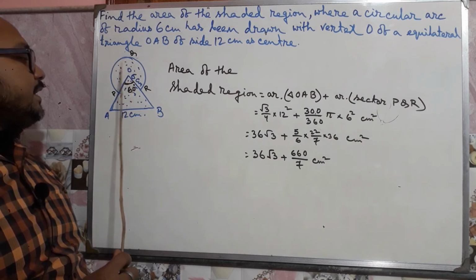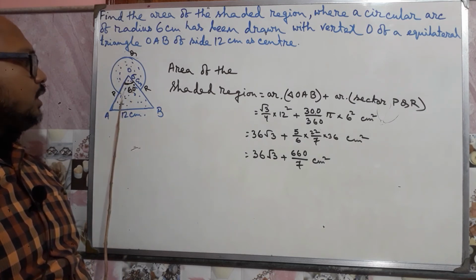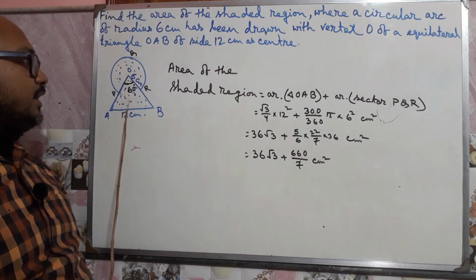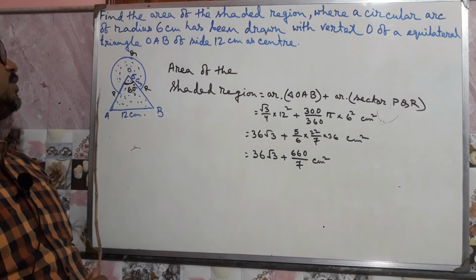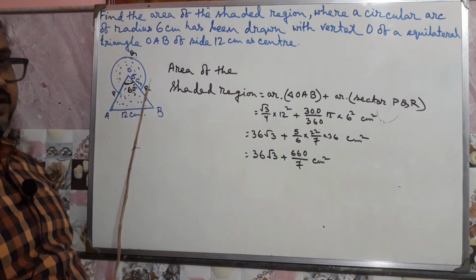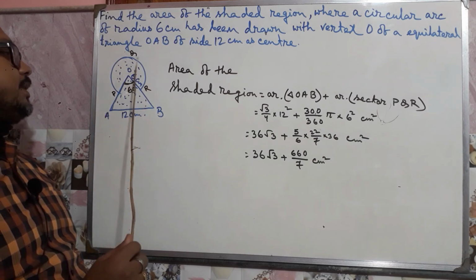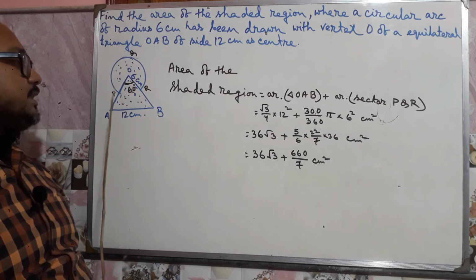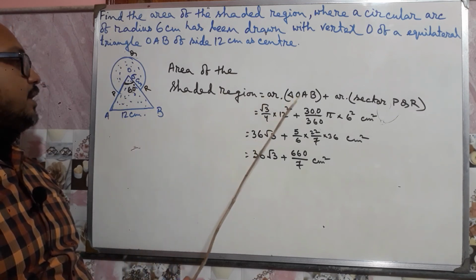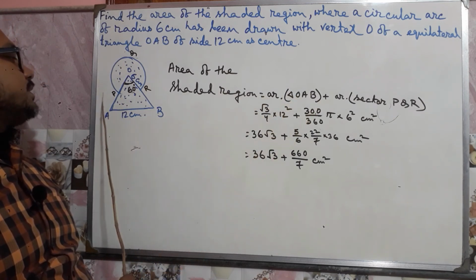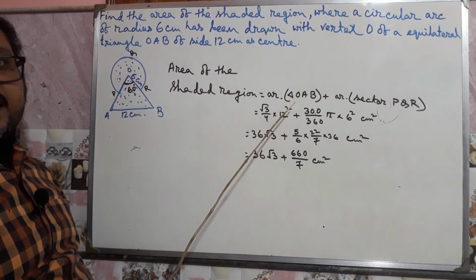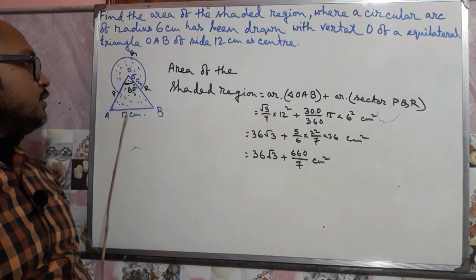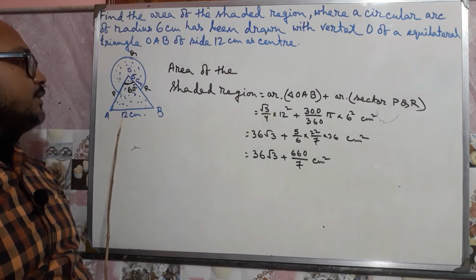So what will be the area of this shaded portion? That is area of this triangle plus area of this sector. Okay, let these points be P, Q and R, which are not given. So area of this shaded region is equal to area of triangle OAB plus area of sector PQR. Now what is the area of an equilateral triangle? Root 3 by 4 a square. The side length is given 12 centimeter.